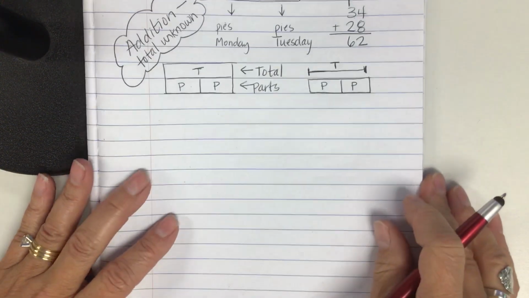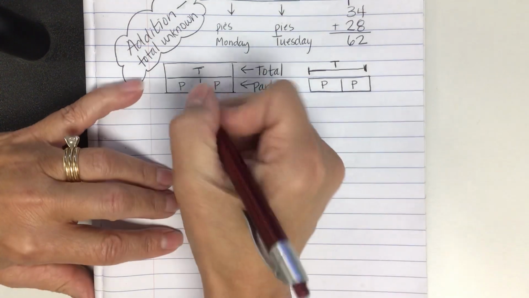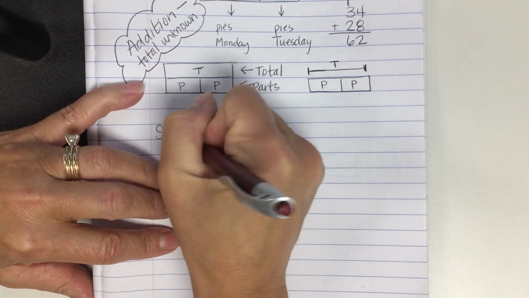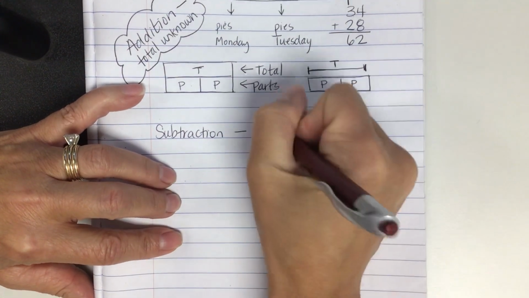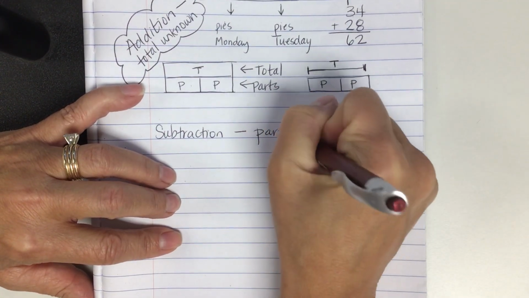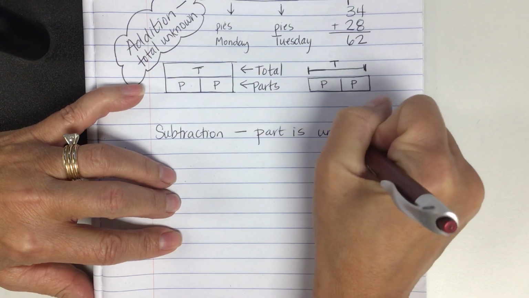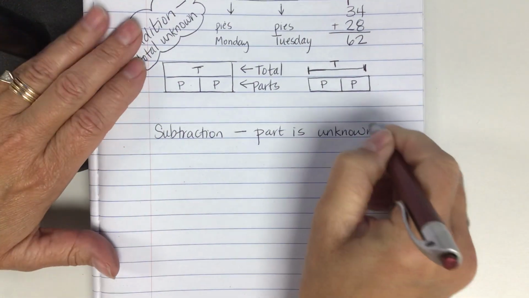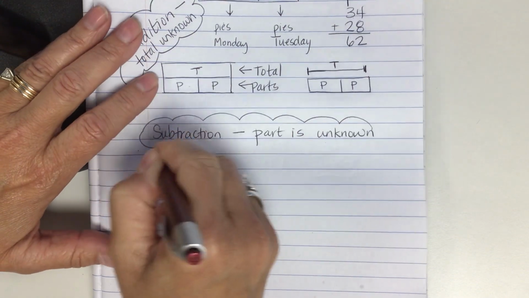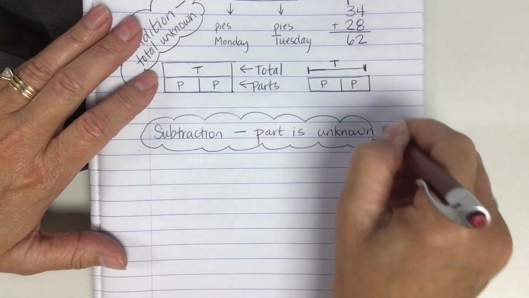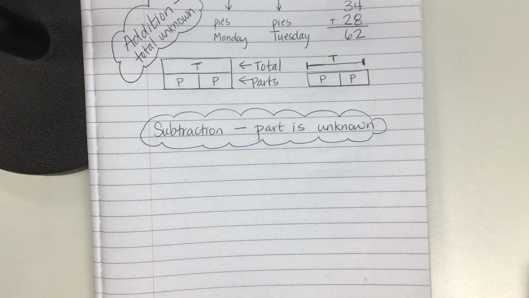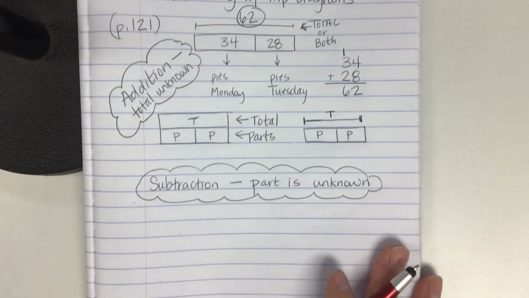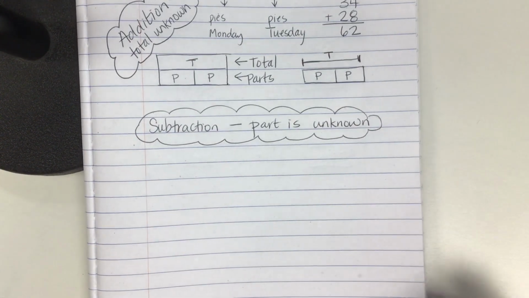Okay? Now, if I'm doing subtraction, then I know my total, but I have a part that is unknown. Not all of it, but just one part. So this is the part we're doing now, showing how to use this model for subtraction. Remember, you can pause, go back, watch again, or finish your notes. I really want your notes to look like mine as much as possible.